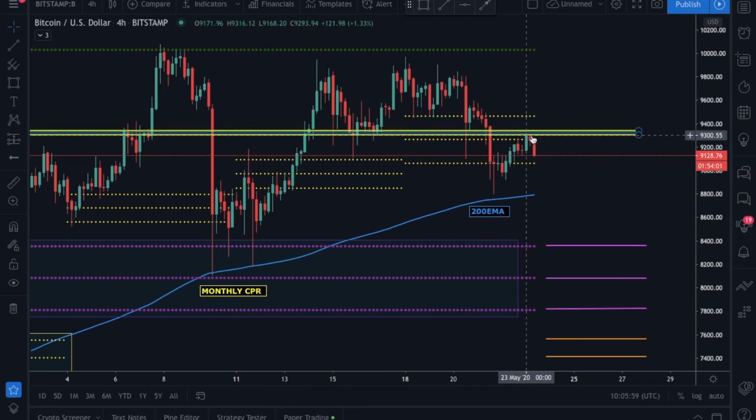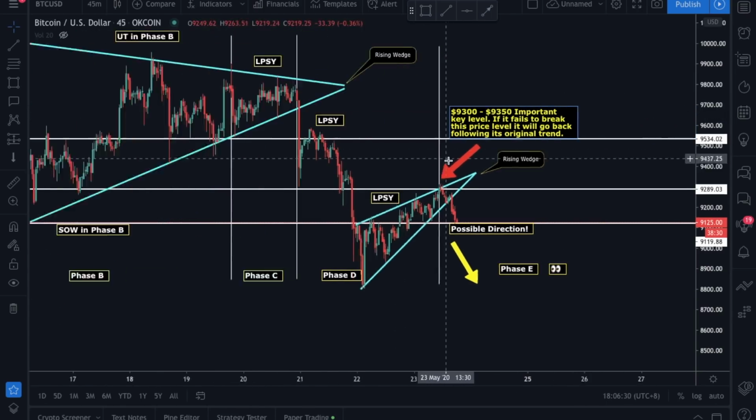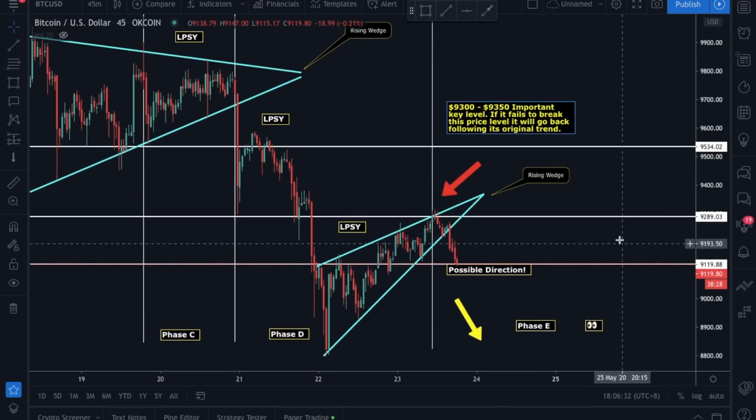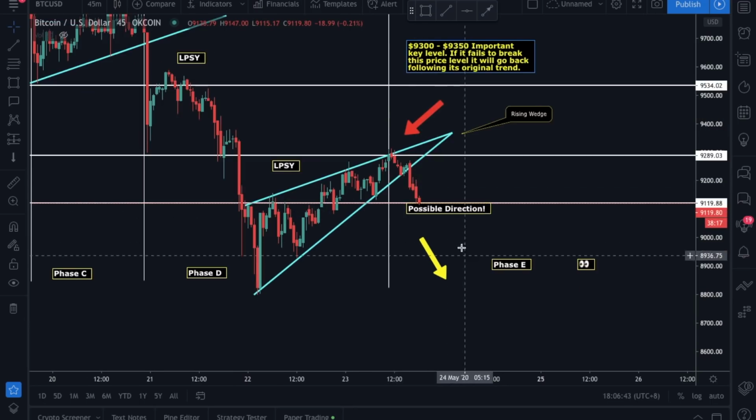Look at this, and now it's a rejection sign, right? Price could also come back to test this key level again and again. So please do keep an eye on this 9,300 area. It's very important. This rising wedge is also broken here, and it fell massively to the downside. Same scenario if you focus on our current price movement: we can see the rising wedge is already broken, the lower wedge, and now it's falling clearly to the downside.